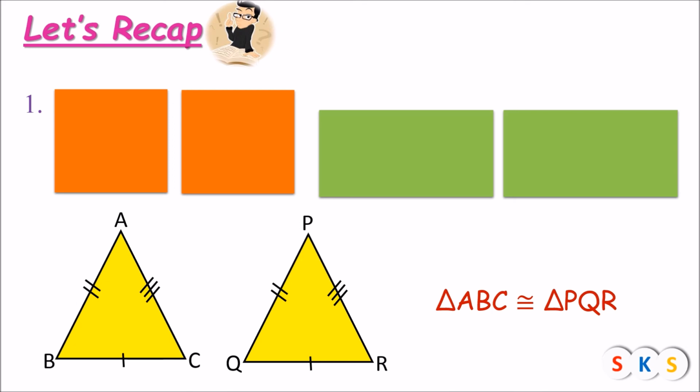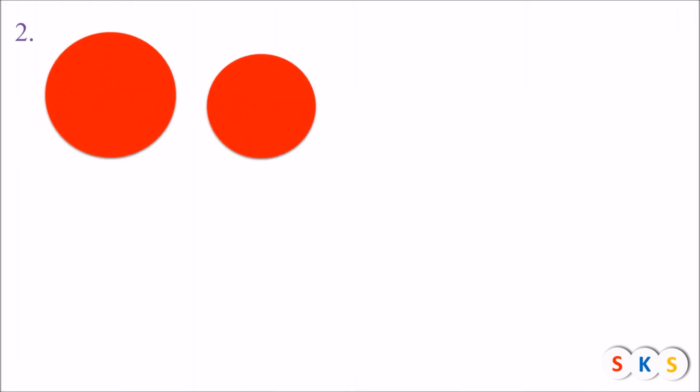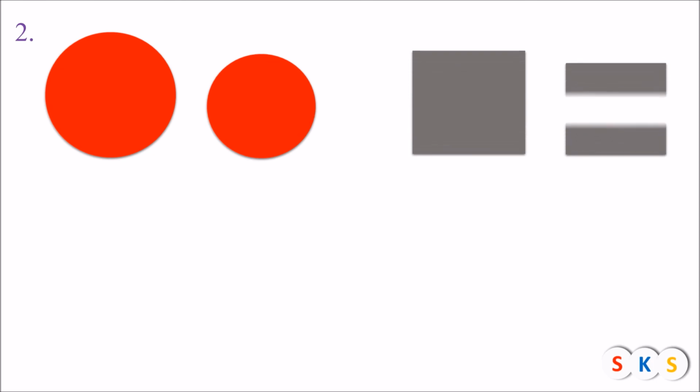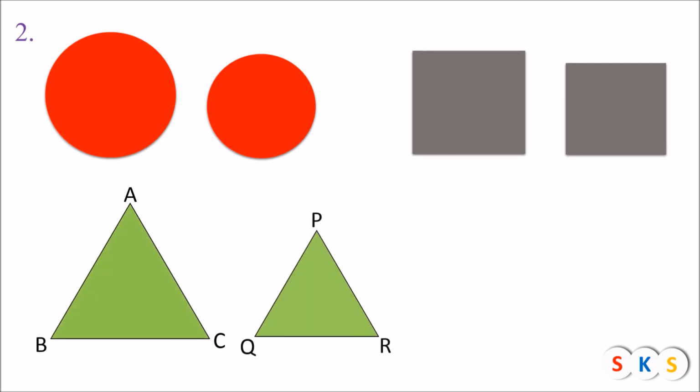Here we have two circles which are unequal in size. Here we have two squares which are unequal in size. Here we have two triangles which are unequal in size. So here triangle ABC is similar to triangle PQR.